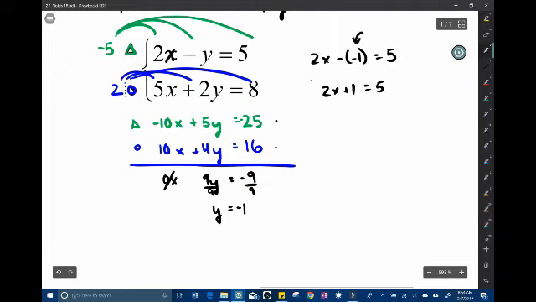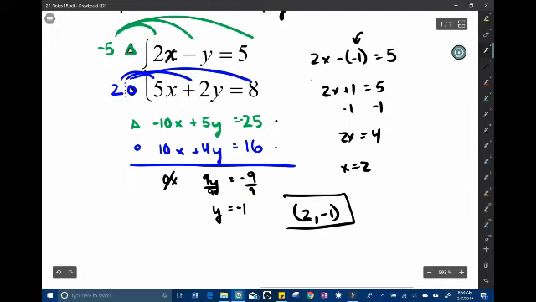See what I did there? I put it in negative, so I distribute that. -1, -1, 4 equals 2x. X equals 2. Done. 2, -1. Bada bing, bada boom. All right.